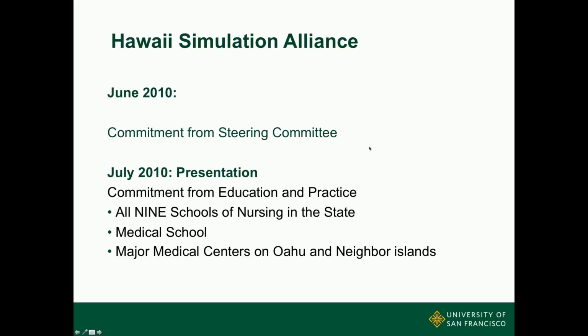So they started with pulling people together. They have a big simulation center at the University of Hawaii at Manoa, and they have a big sim center at the medical school there as well. So they were sort of the hub, and they brought people together, and you can imagine how geographically challenging it might be for the folks on the other islands to come in for meetings.